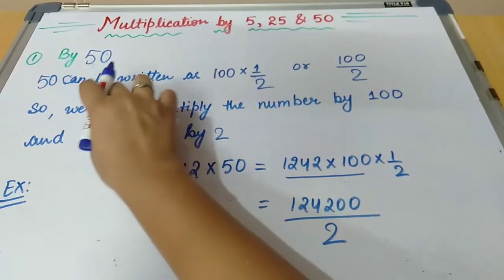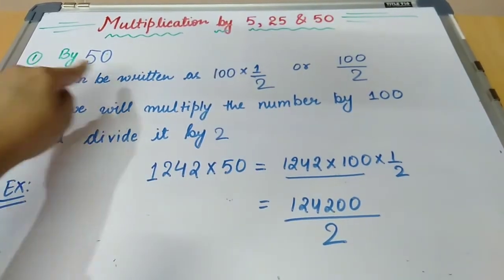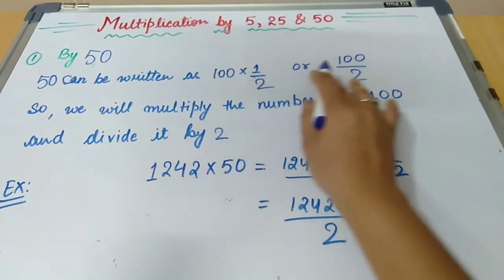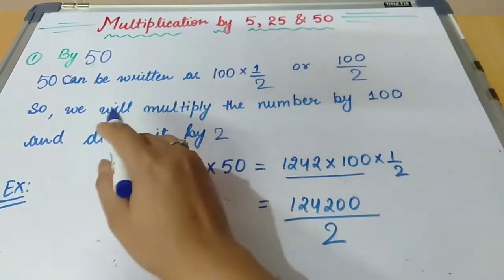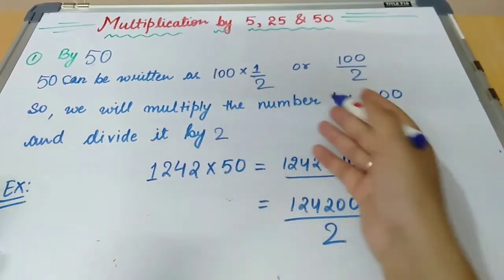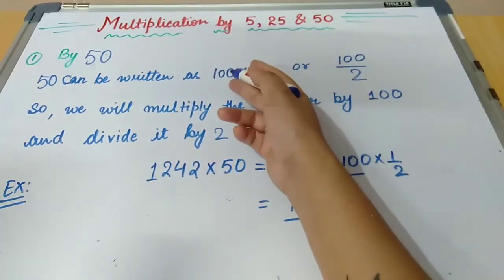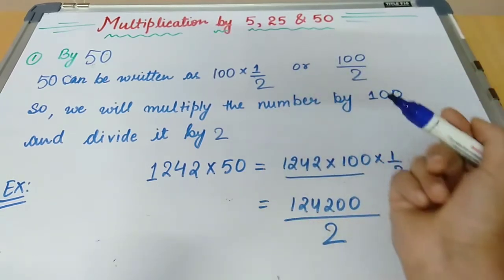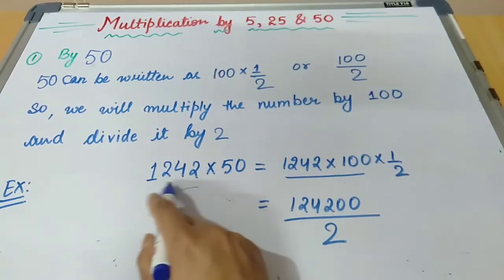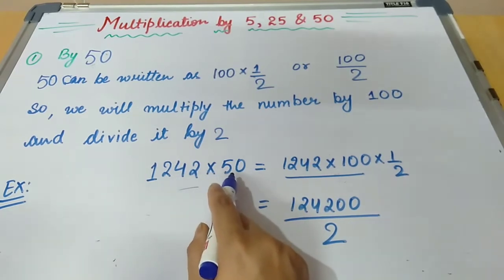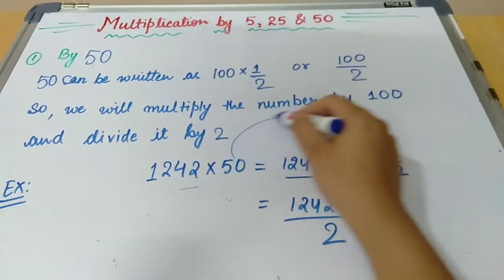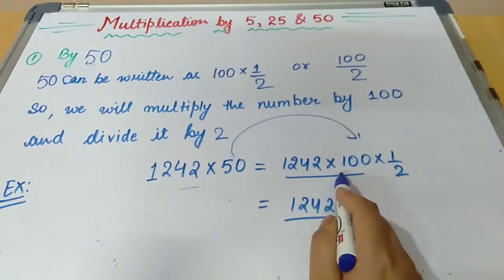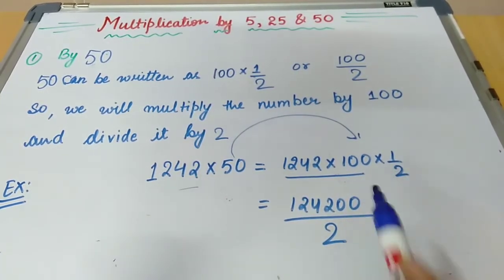So now we will multiply it by 50. See, 50 can be written as, 50 is half of 100. You know, this is half of 100. Or we can write it like this. So the same thing we are going to do. We will multiply the number by 100 as it is half of 100. Multiply by 100 and divide by 2. So here I have taken a number 1242 and I have to multiply it by 50. So I will write 50 in the form of 100 into 1 upon 2. Now I will multiply this number by 100 first, and then I will divide it by 2.